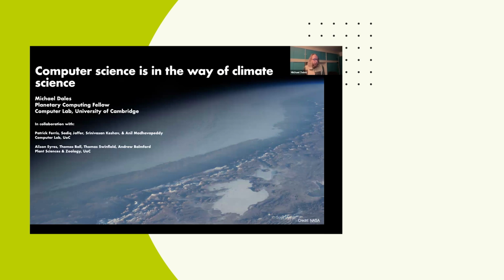So yeah, I'm Michael. I have the faintly ridiculous job title of planetary computing fellow at the University of Cambridge. That job title kind of reflects that I work for the computer science department at the University of Cambridge, but I spend most of my time working with ecologists and working on climate-related projects.